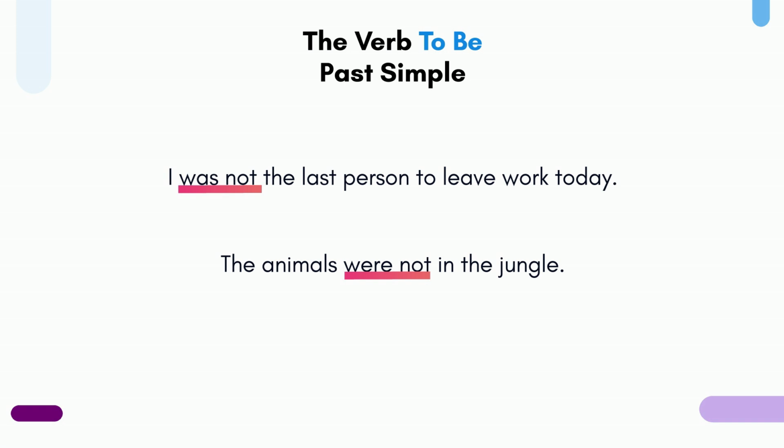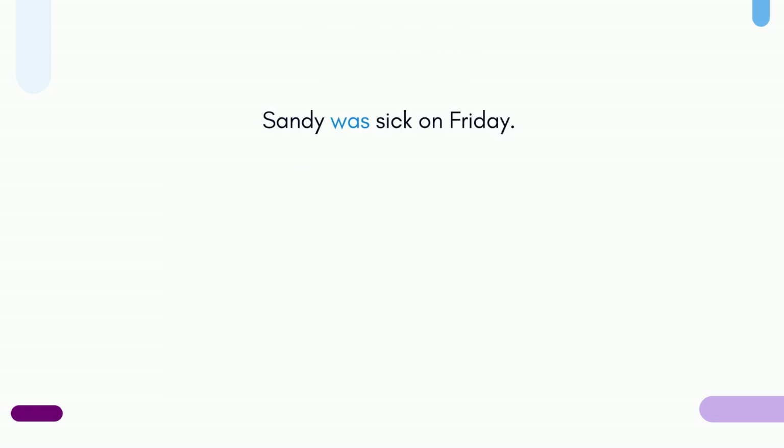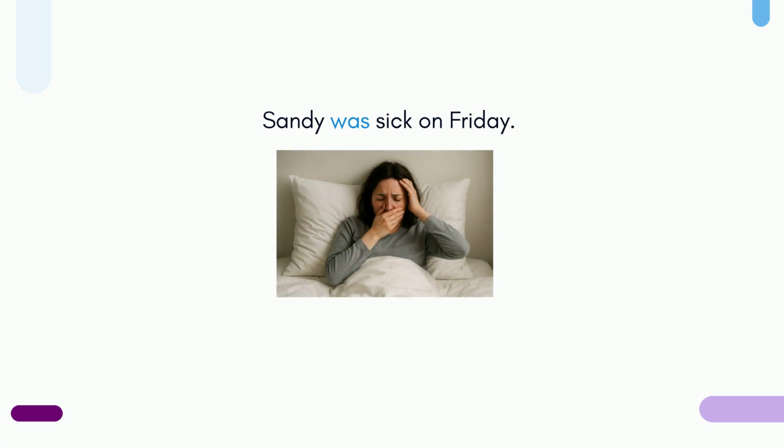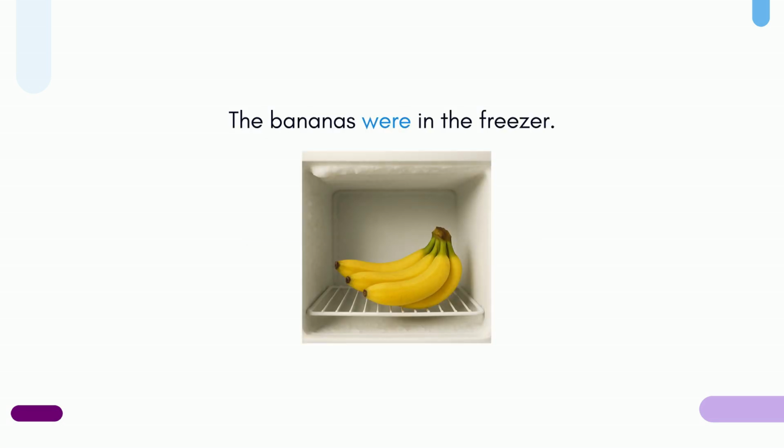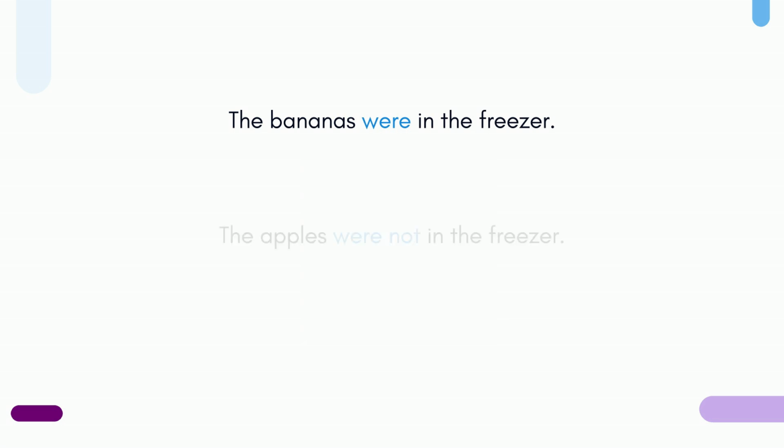Let's practice taking some sentences which talk about things that were true in the past simple and changing them to talk about things that were not true. Look at this sentence. Sandy was sick on Friday. How can we say that this was not true for Sharon? That's right. We say Sharon was not sick on Friday. Let's try another one. The bananas were in the freezer. How can we say that this is not true for the apples? That's right. The apples were not in the freezer.